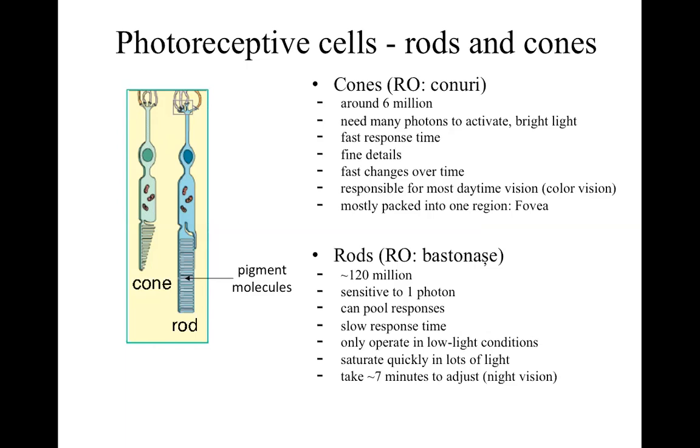There are 20 times more rods. These are called bastonașe. So they can operate in low light conditions during night vision. They are responsible for night vision, and they have a very slow response time.